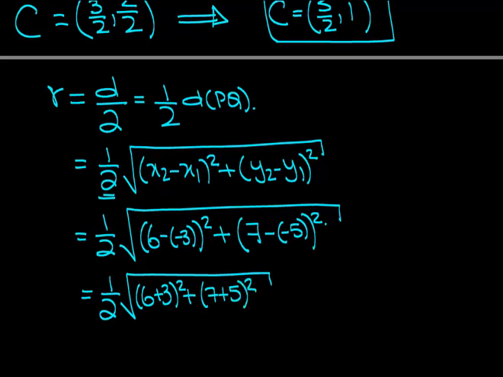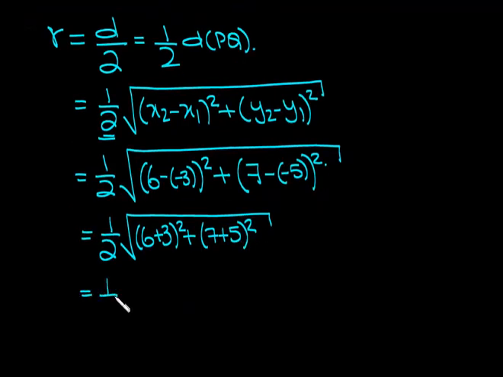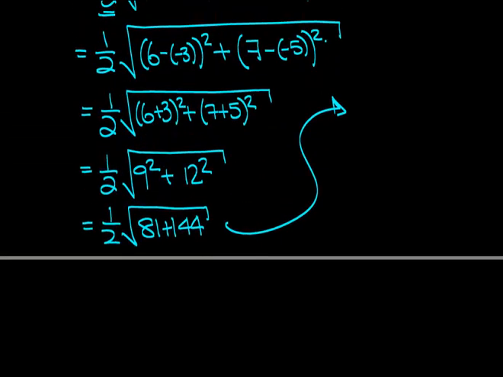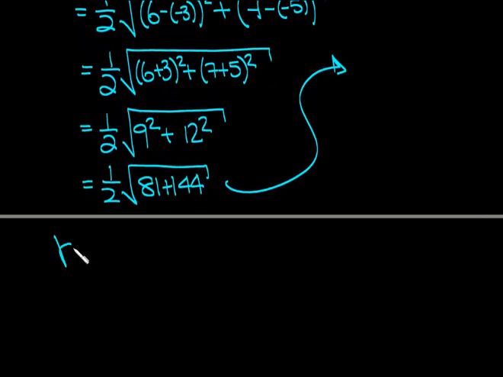squared. Okay, so we get 1/2 times the square root of 9 squared plus 12 squared. So we get 1/2 times the square root of 81 plus 144. I'll just do that on the side here. So my radius is 1/2 times the square root of, you just add these numbers up.